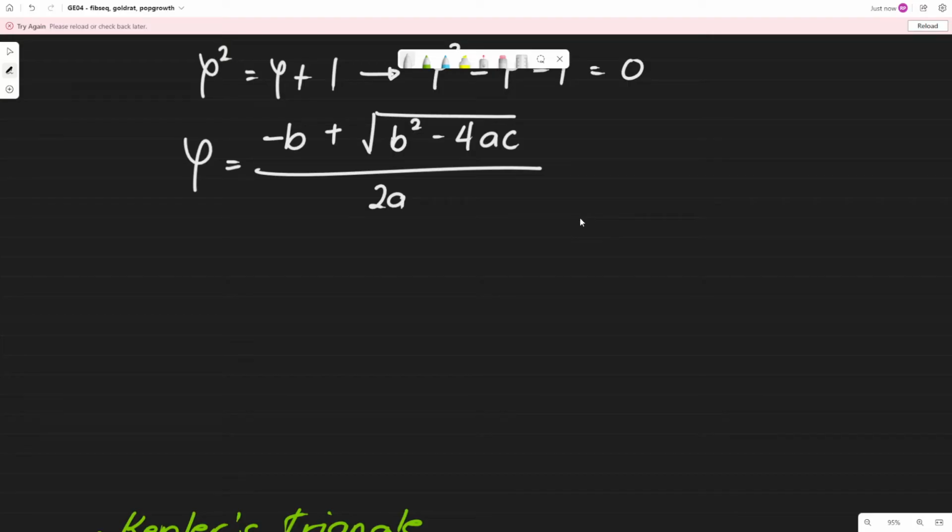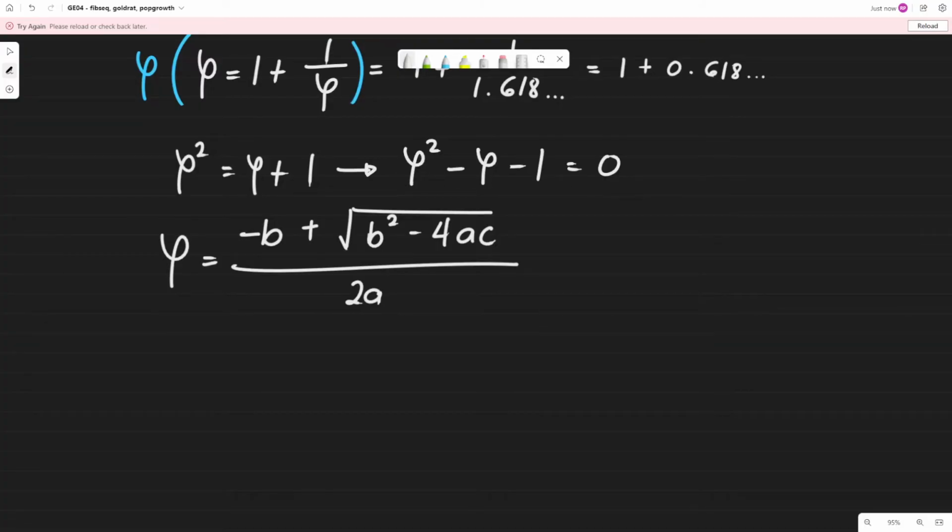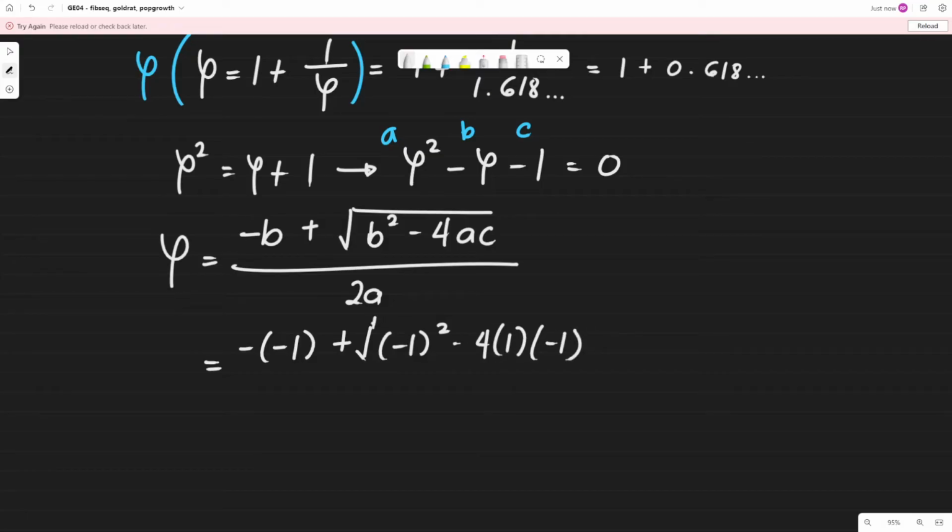Then let's substitute. Ano ba si A? Ano si B? Ano si C? So getting the coefficients of the quadratic equation, this is A, this is B, this is C. So we have 1 for A, negative 1 for B, and negative 1 for C. So let's substitute. We have negative of negative 1, plus square root ng negative 1 squared minus 4 times 1 times negative 1, over 2 times 1.